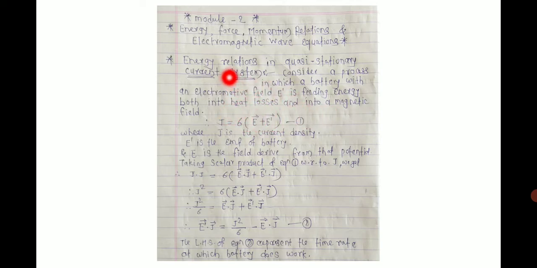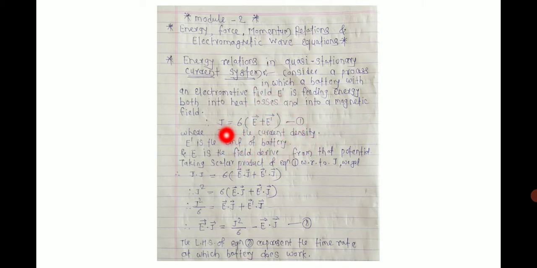Heat losses occur because the system is quasi-stationary, it moves slowly. That means in that process heat will be lost. So this electromotive field E dash will provide energy into heat losses and into a magnetic field. That is represented by the equation J is equal to sigma in bracket E plus E dash, which is the microscopic form of Ohm's law.